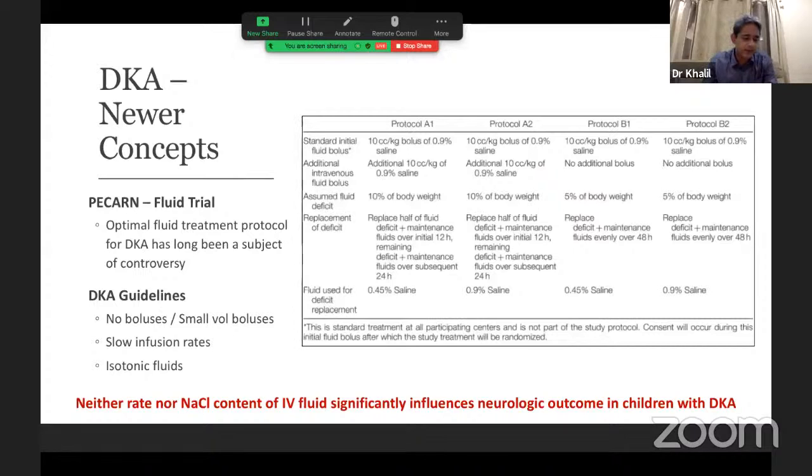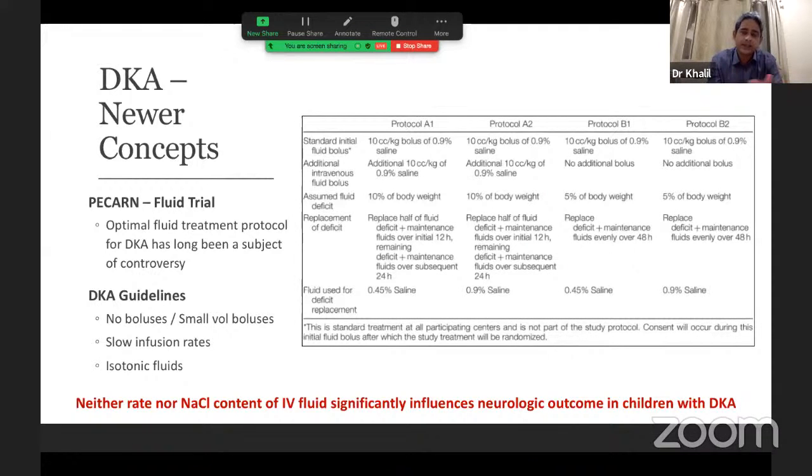Now, the logic behind the restricted fluid regimen is that if you give more fluid in children with DKA, they end up developing cerebral edema. That was the logic. So this PECARN FLUID trial enrolled more than 1,200 kids and randomly allocated these children to 4 groups in a 2 by 2 design, where you can see this protocol A1, A2, B1 and B2. So in this, half of the children received 0.9% saline and half of the children received 0.45% saline.